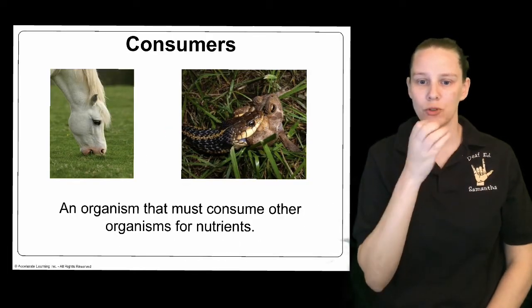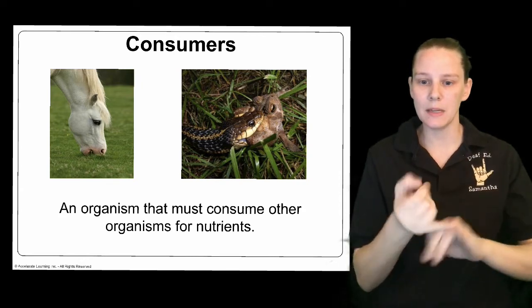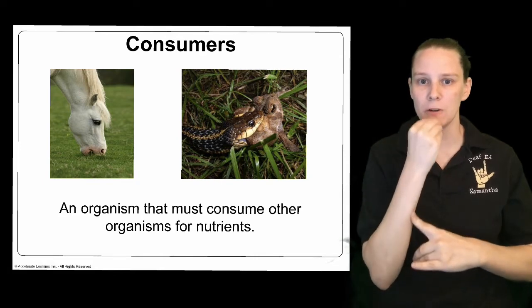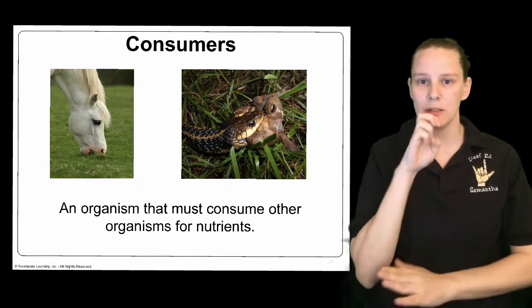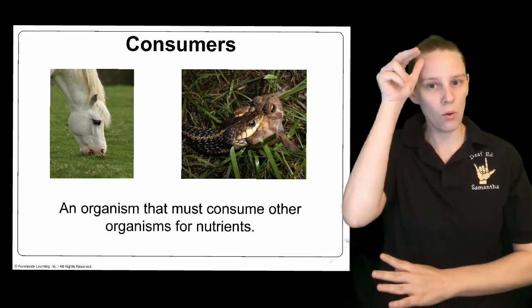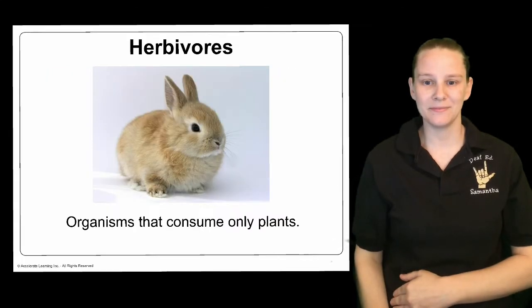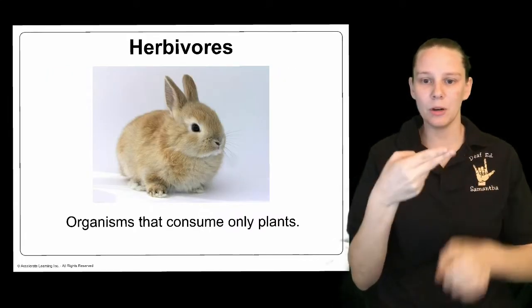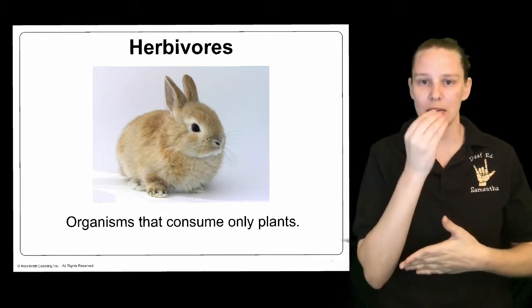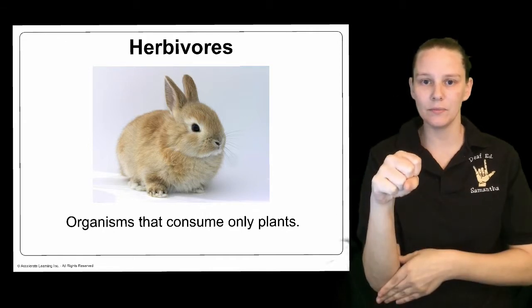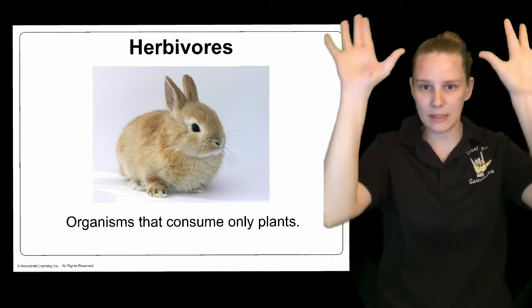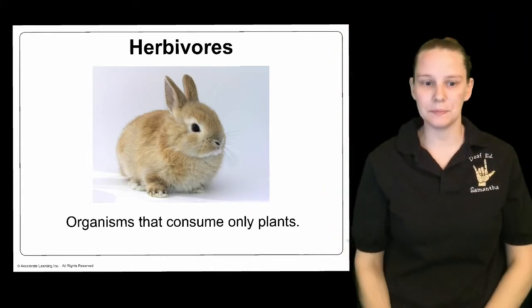Then we have consumers. These are organisms that must eat other things for their nutrition or food. So an example is a snake, a frog, a bug, or a horse. Our next vocabulary word is a herbivore. This is an animal that eats plants, like a horse, or a rabbit, or a deer, or bugs.